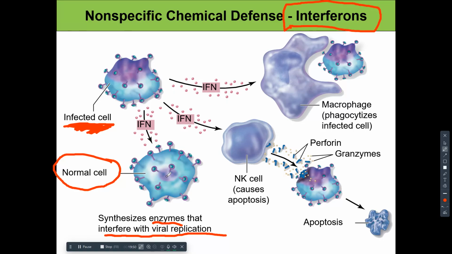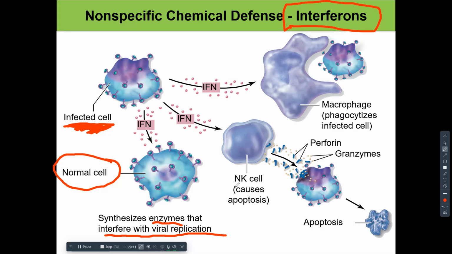I mean, think about it. The virus wants to get inside a body cell and hijack that cell's machinery to make as many copies of the virus as it can. If we can stop that viral replication, so that when the virus infects this cell it can't reproduce itself, we're going to limit the spread of the virus.